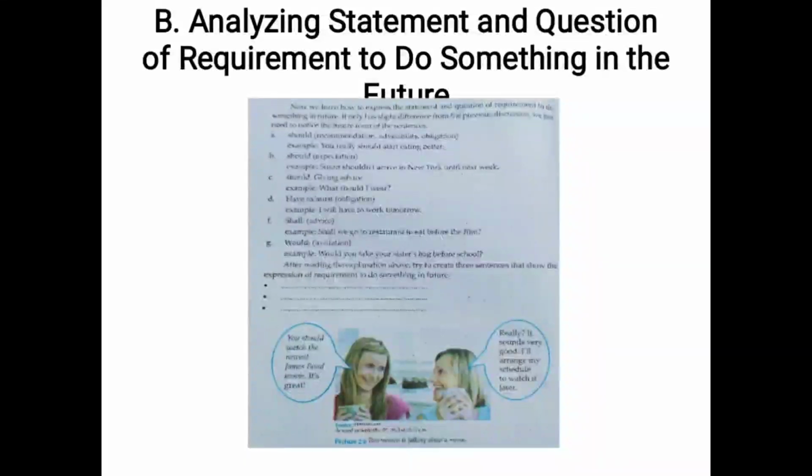Okay, after you read the explanation above, try to create 3 sentences that show the expressions of requirement to do something in future. For the discussion before, you wrote 3 examples. Now you must write down 3 sentences again based on the explanation above.